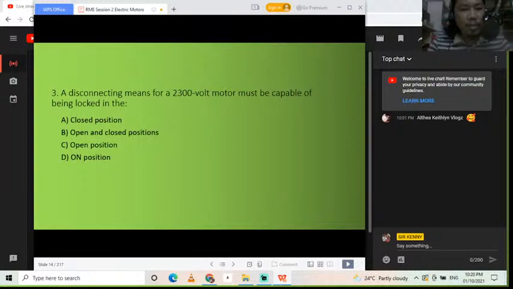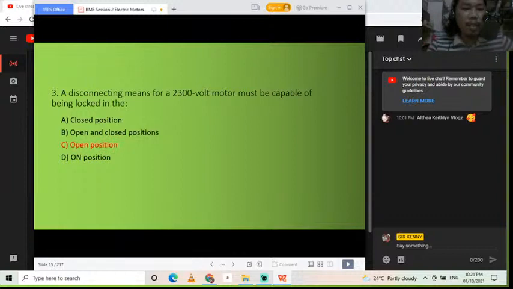So, ibig sabihin yung letter B dito, hindi na natin pwedeng piliin. Kasi, must be capable of being locked. So, isa lang ang pipiliin mo talaga. Close or open position lang. O, meron pa tayong on position. So, pag iyong isipin, yung on at saka yung close, parang iisa na. Diba? So, tamang sagot natin, open position.